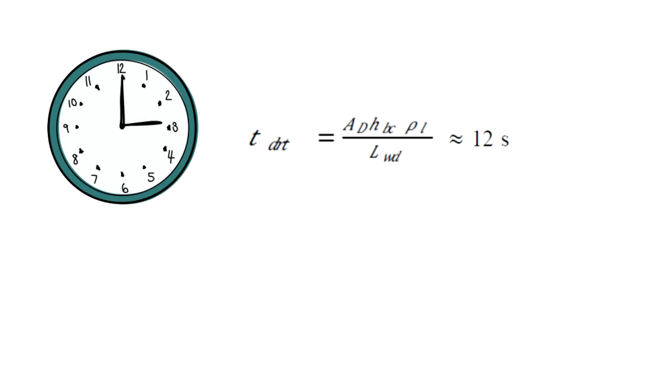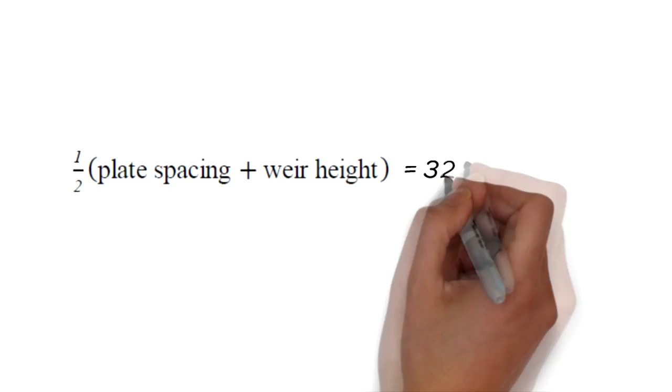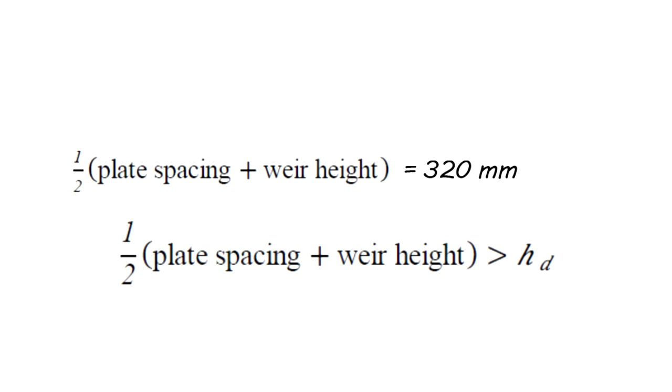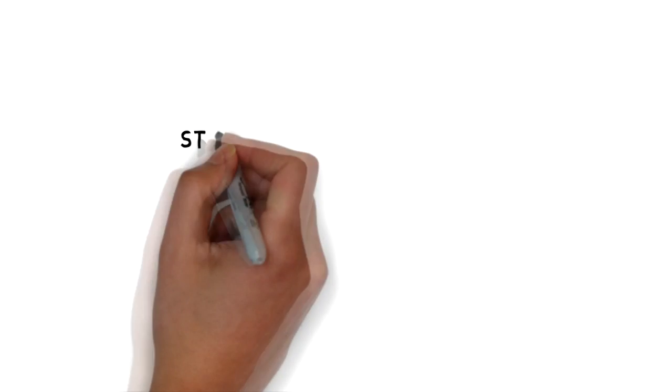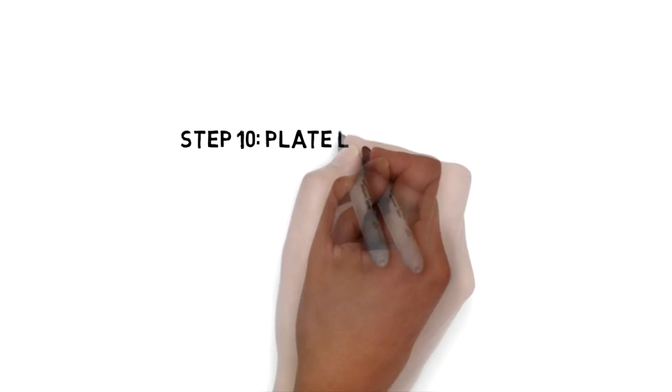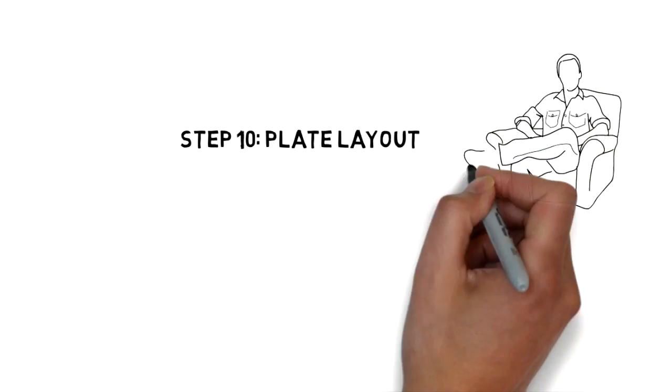Half the plate spacing plus weir height is greater than the HD, thus the design is satisfactory. This ensures that flooding does not happen. Step 10. Plate layout. This includes setting calming zones, determining the number of holes, and the hole pitch.